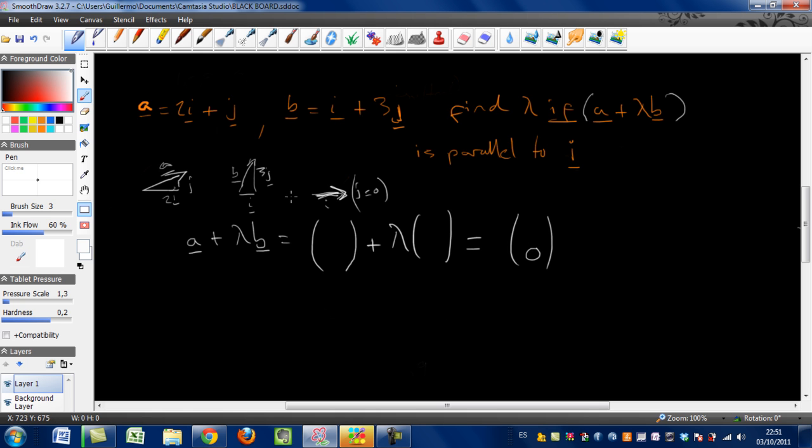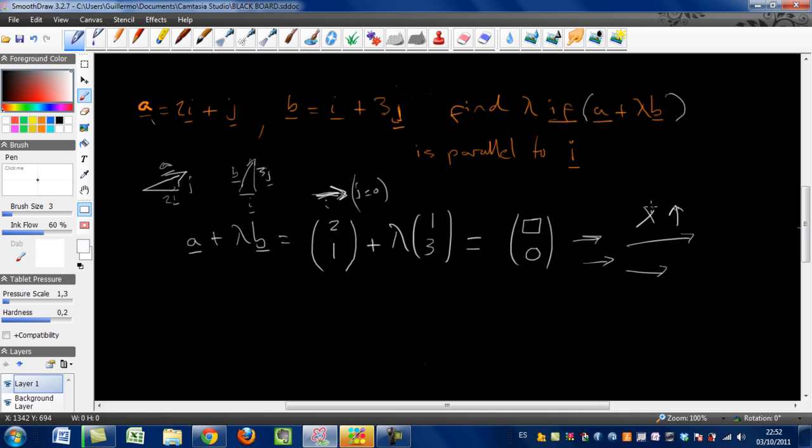For a plus lambda b, we know the components of a are 2i and 1j, so that's our 2 here and our 1 there. Then we look at the components of b, which are 1 and 3, so we've got 1 here and 3 here. Basically we don't care what the i component is, because it can be anything we want. It doesn't matter how long it is in this direction. What's important is that it's parallel to i, so that there's no diagonal or up or anything like that.